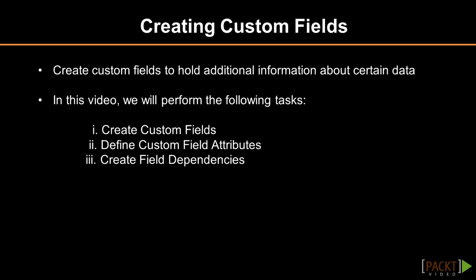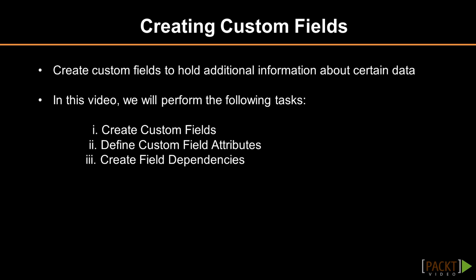So for our example, we will be creating a custom object called shipments. This will be used to hold information regarding the shipments to and from our different warehouses across the world. In this video, we'll be creating our custom objects and its fields, creating custom buttons and links for the object, and then finally modifying the search layouts for our custom object.